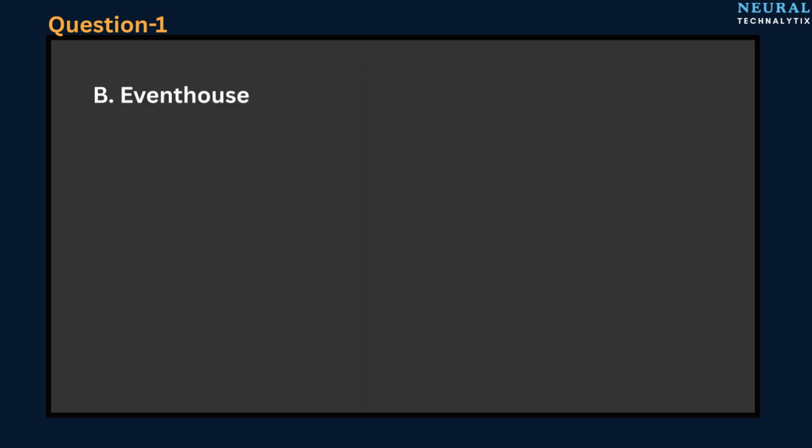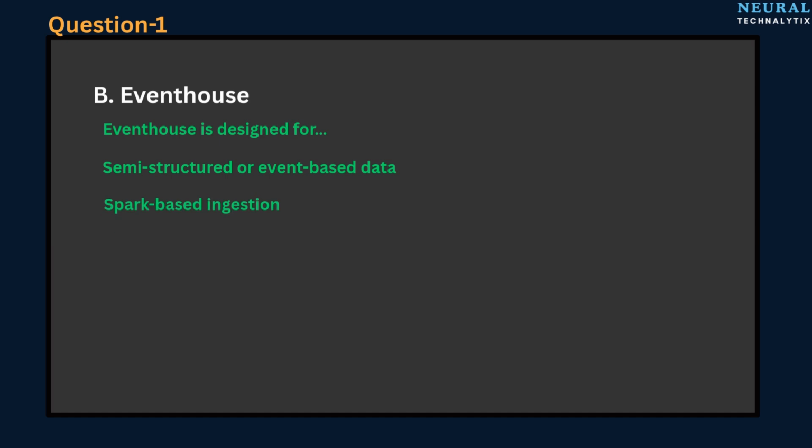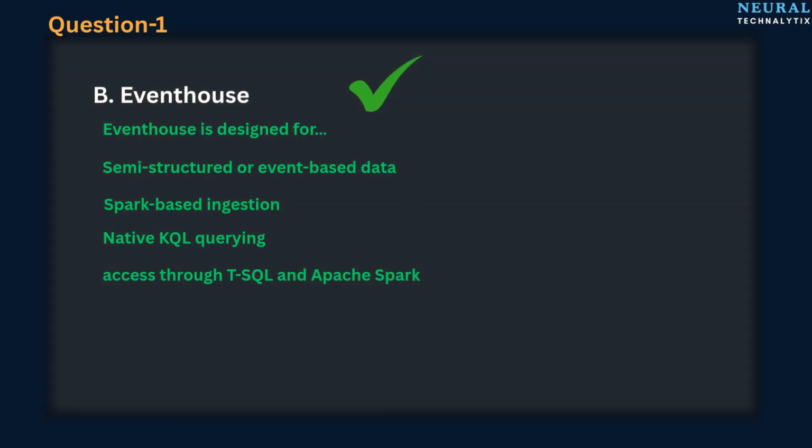Now let's look at option B, Eventhouse. And this is where everything clicks. Eventhouse is designed for semi-structured or event-based data, Spark-based ingestion, native KQL querying, and access through T-SQL and Apache Spark. This matches every single requirement in the question. So, the correct answer is option B, Eventhouse.